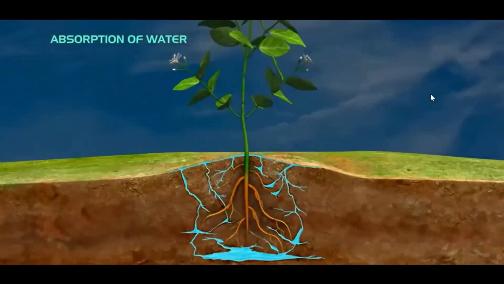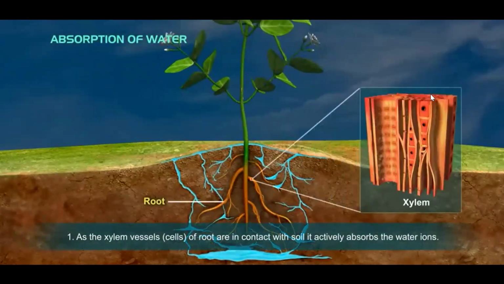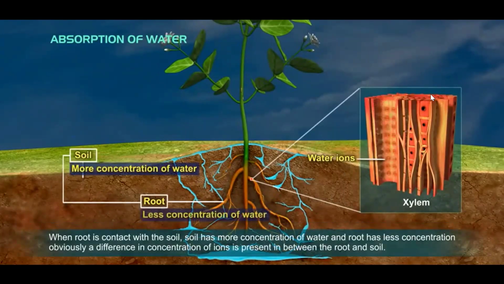Absorption of water. As the xylem vessels, cells of the root, are in contact with soil, it actively absorbs the water ions. When the root is in contact with the soil, the soil has more concentration of water and the root has less concentration. Obviously, a difference in concentration of ions is present between the root and soil.